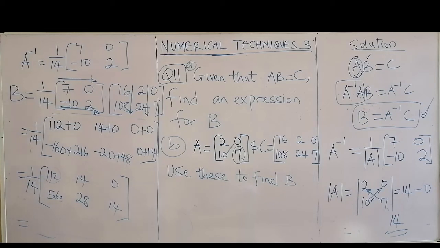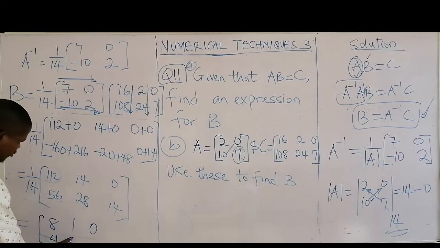Divided by 14, I have 8, 14 over 14 is 1, 0 over 14 is 0, 56 over 14 is 4, 28 over 14 is 2, and 14 over 14 is 1. And that ends the question.